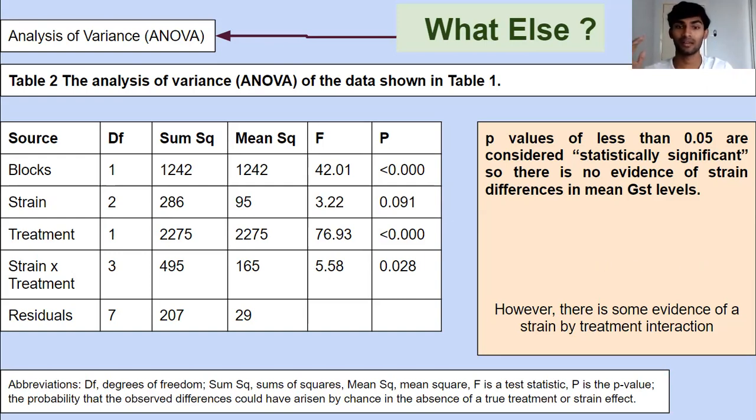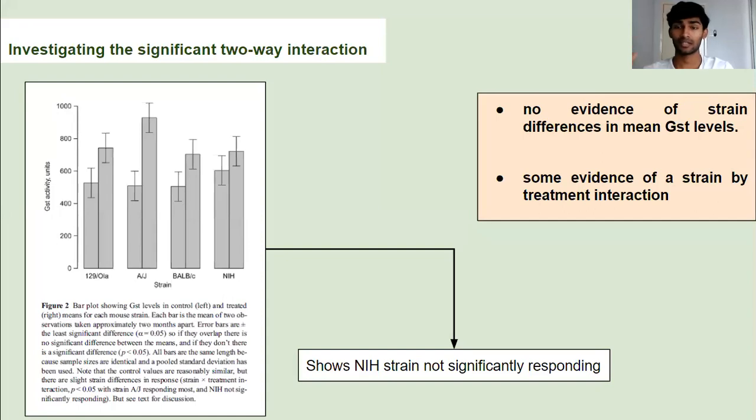Why do I say this? In the next slide. First, we say there is no evidence of strain differences in mean GST levels, but at the same time, we also say there is some evidence of a strain by treatment interaction. So we need to investigate this. From this figure here, it shows the mean GST levels in both control and treated mice of the four different strains.